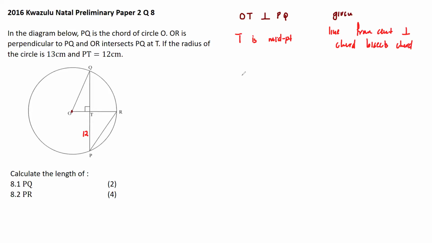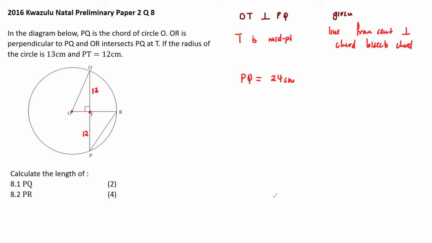That means PQ must be 24 centimeters, because it means T is a midpoint. Line from center perpendicular to the chord bisects the chord. So PT is 12, PQ would be 24. This is also 12, by the way, right there. So I think I'm good on that, eh?